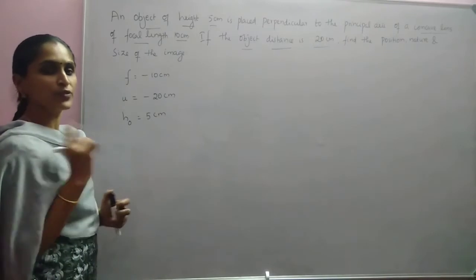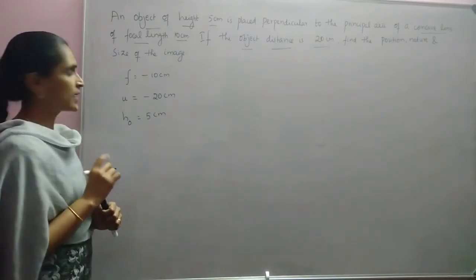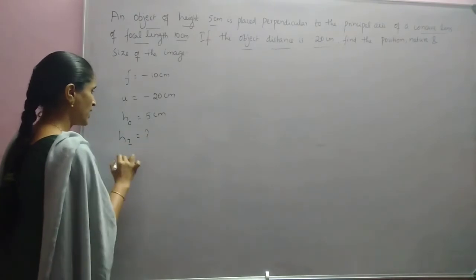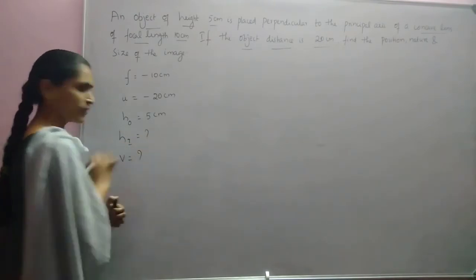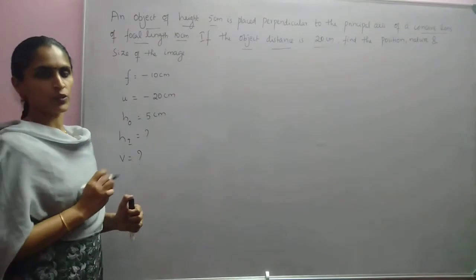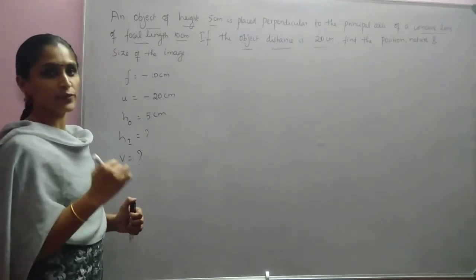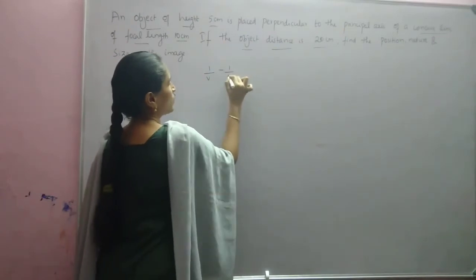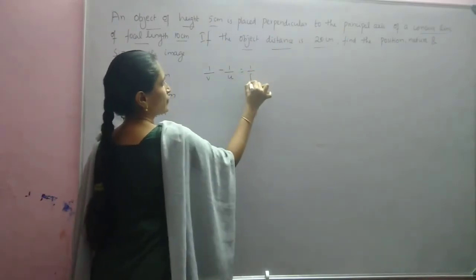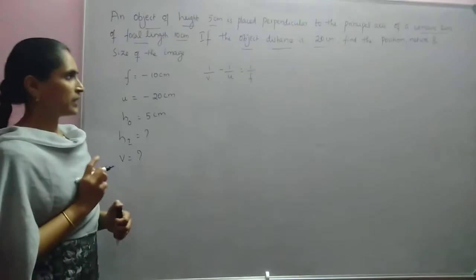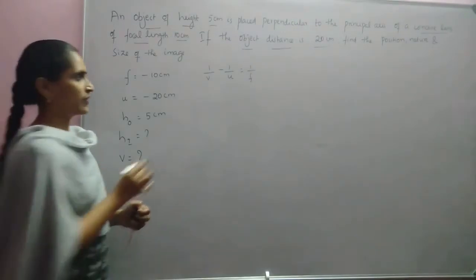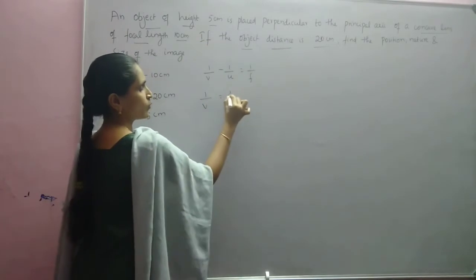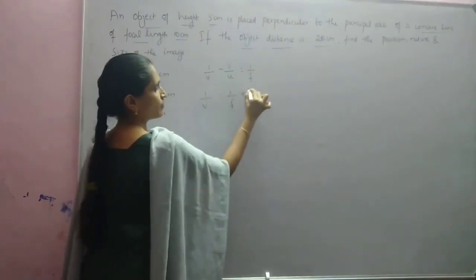Find position, nature and size of the image. Which formula do we have to use? We have to find HI, the height of the image, and the image distance also. So we can use the lens formula: 1 by V minus 1 by U is equal to 1 by F. We have to find 1 by V, so we can write 1 by V is equal to 1 by F plus 1 by U.